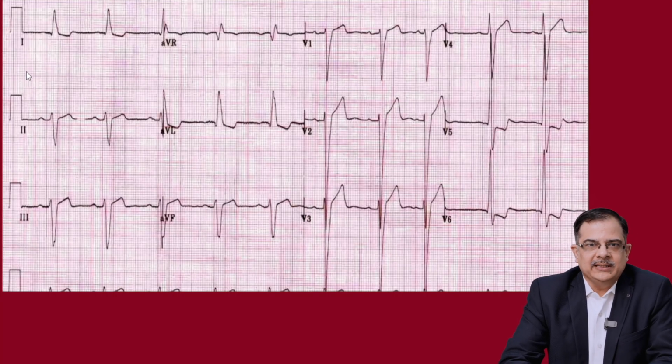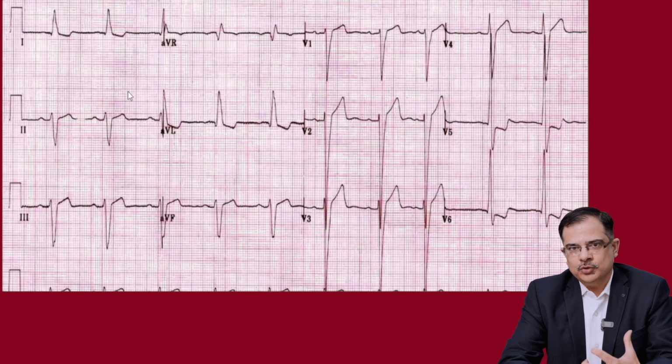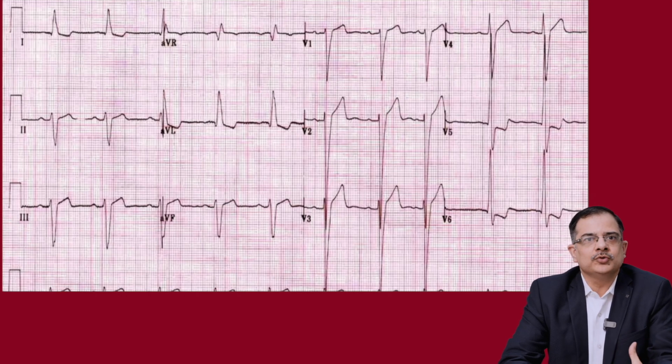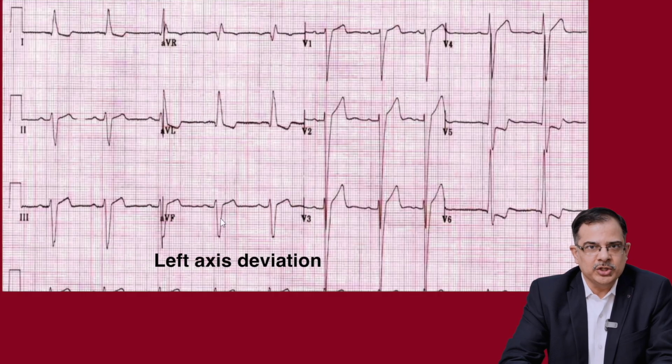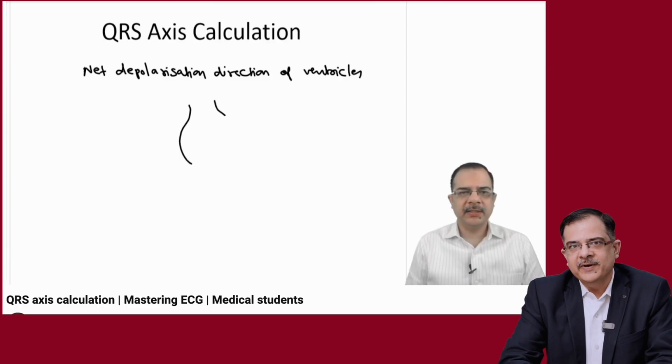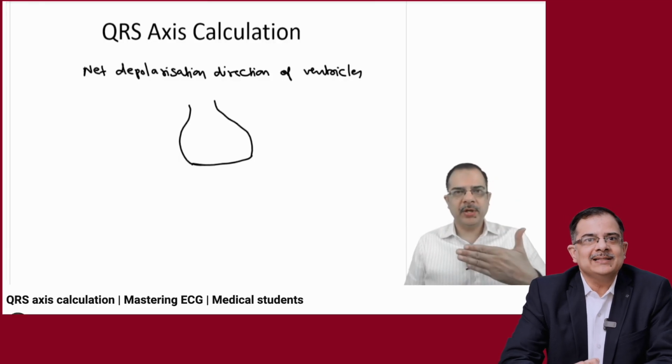Also, what you can see in this ECG is that LVH causes left ventricle predominance, so it will cause left axis deviation. Lead 1 QRS is positive and AVF QRS is negative. So these QRS complexes are going away from each other. So this is a left axis deviation. To understand the axis deviations, you can watch our video on QRS axis.